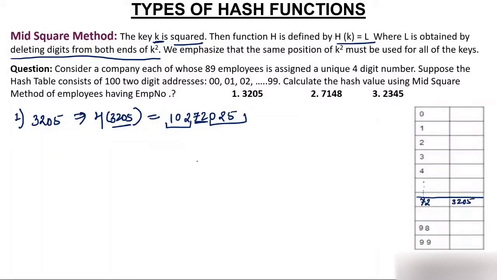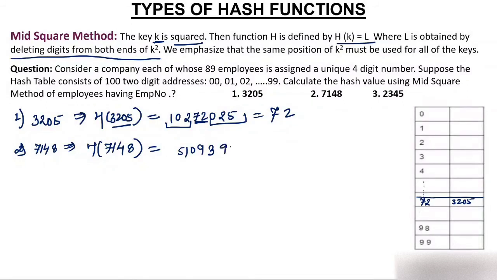Fine. Now comes the second question, 7148. When you apply the hash function to 7148, you have to square it. 7148 squared is 51093904. So what mid value are you getting? 93. Suppose this is the location 93. So at 93 you will store what? 7148. So at location 93 I'm storing this.